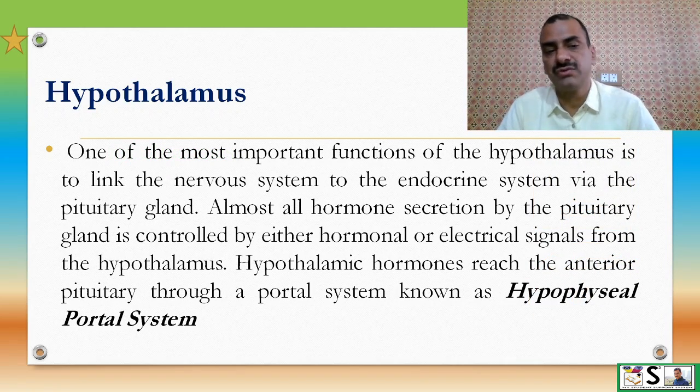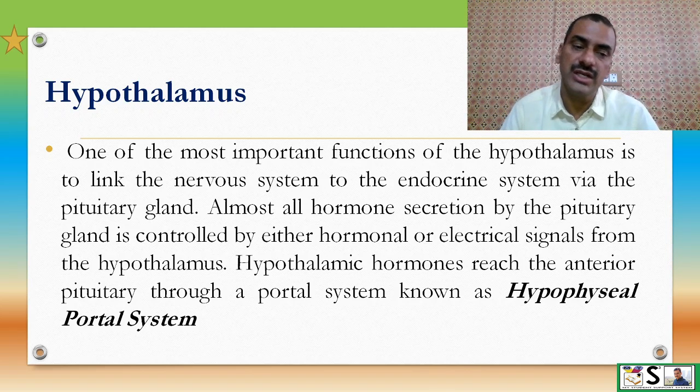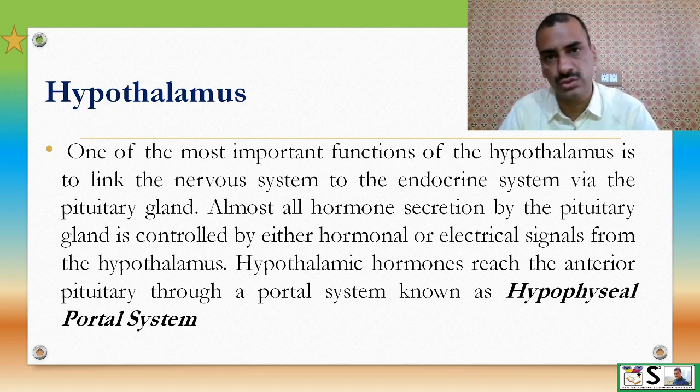One of the most important functions of the hypothalamus is to link the nervous system to the endocrine system via the pituitary gland. Almost all the hormone secretion by the pituitary gland is controlled either by hormonal or electrical, or we can say nerve signals from the hypothalamus. Hypothalamic hormones reach the anterior pituitary through a portal system of blood vessels known as the hypophyseal portal system.